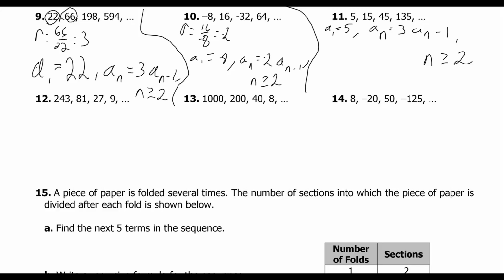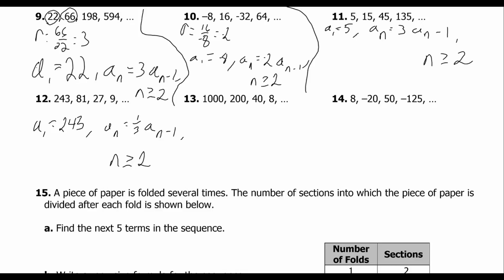Alright? Let's see. 243. So A sub 1 equals 243. A sub n equals, let's see, 81 divided by 243. If you put that in your calculator, it's 1/3, times A sub n minus 1, n greater than or equal to 2.